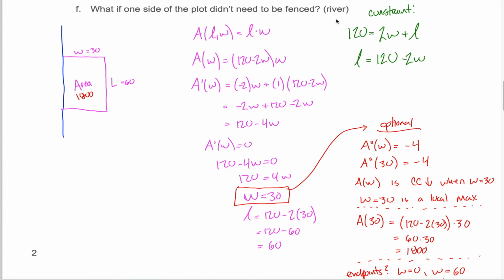This didn't really ask a question, but if it said what would be the optimal dimensions if one side didn't need to be fenced because there was a river there, you'd say the optimal dimensions would be to build a rectangular fence where the width is 30 and the length is 60. And if it said, what's the most area that you could fence if you didn't have to fence one side of your rectangle because there's a river there, you'd say the maximal area would be 1,800 square feet.